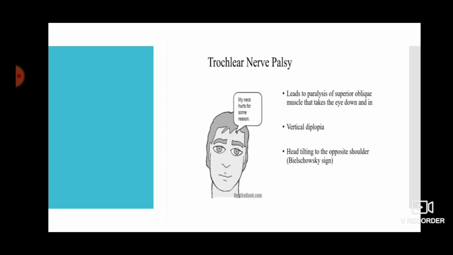So when there is damage to the trochlear nerve, it leads to trochlear nerve palsy. This leads to paralysis of the superior oblique muscle that takes the eye down and in, because of which there can be vertical diplopia. Along with this, there will be head tilting to the opposite shoulder, and this is known as the Bielschowsky sign. As you can see here, this is the Bielschowsky sign because of the trochlear nerve palsy.